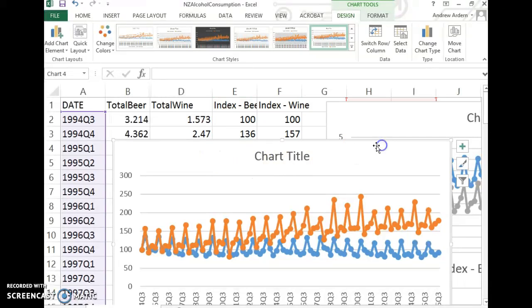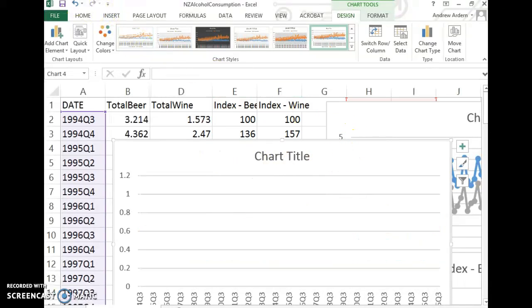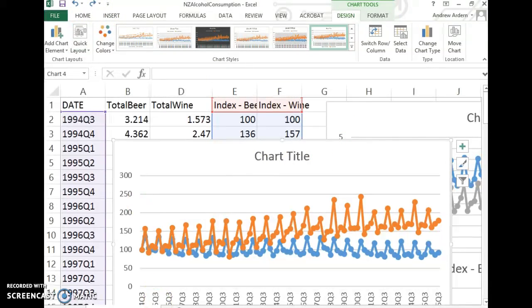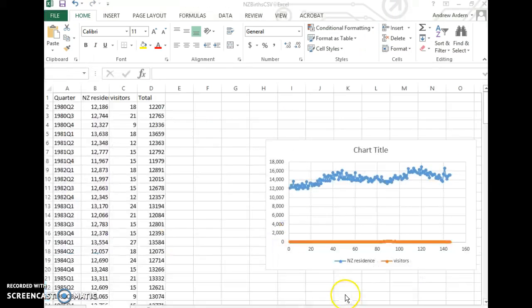Where it's really powerful, and oops, undo that, that was a mistake. Where it's really powerful is if you have a series like this one here. This one is your New Zealand arrivals, visitors to New Zealand, and no, it's not. It's the residents who had babies in New Zealand during the quarter, compared to the visitors to New Zealand who had a baby in New Zealand. See how one's almost a straight line, and you've got no way of comparing one data series to the other.